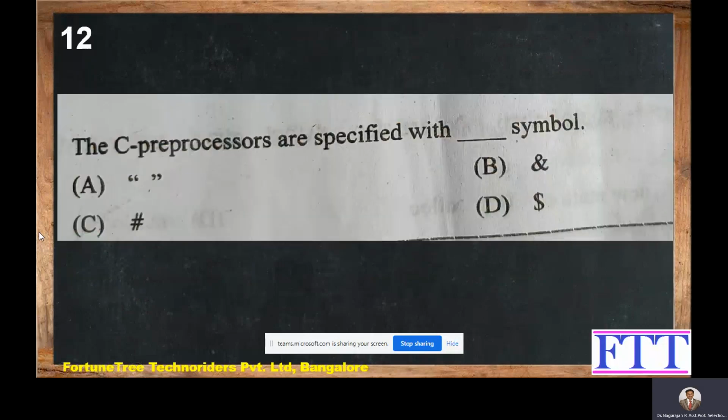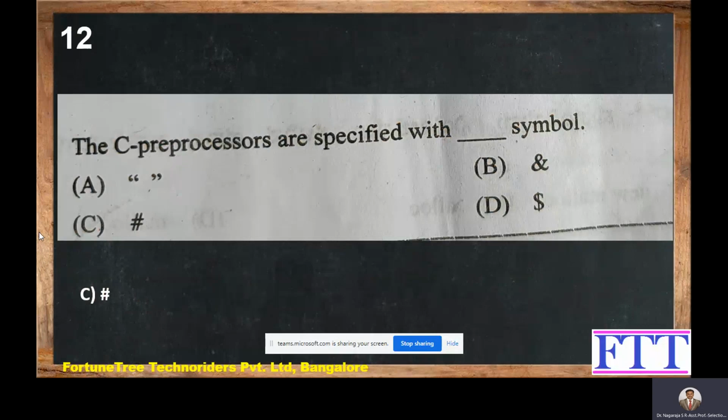The C preprocessors are specified with a dash symbol. Here four options A, B, C, D are given. Option C is the right answer. Option hash is the right answer. So we'll move to the 13th question.